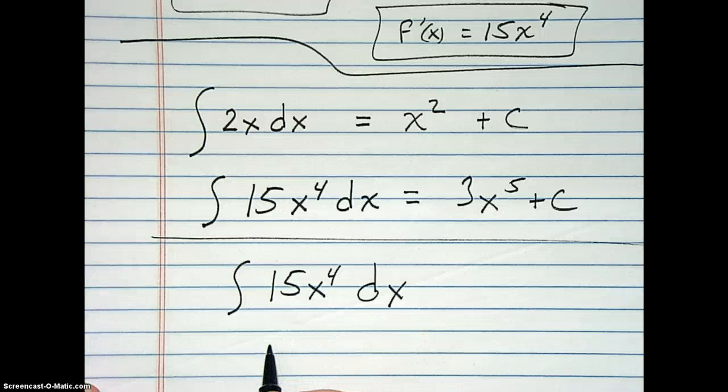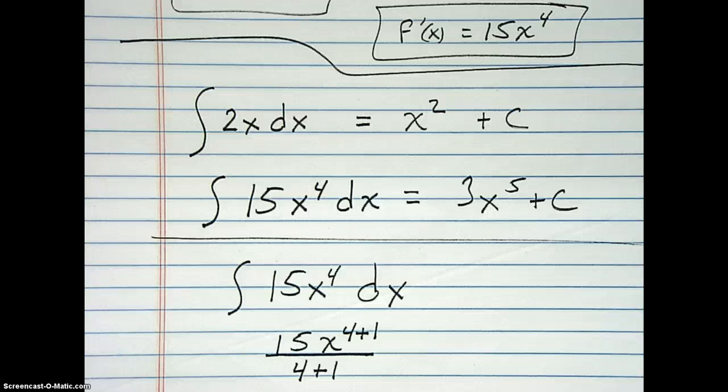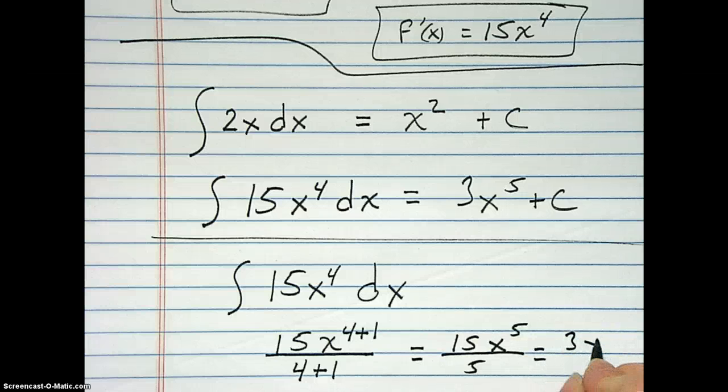So we're going to have 15x to the fourth, and we're going to divide by something. Now, with derivatives, we lowered this power by 1. So what do you think we're going to do now? Add 1. So we're going to add 1 there. And then here, we're going to divide by the raised exponent, so that it all kind of cancels out and makes everything pretty. So this gives us 15x to the fifth divided by 5, which we can simplify to 3x to the fifth. And then we've got to add our plus c, which is what we got just looking at what we had done above.